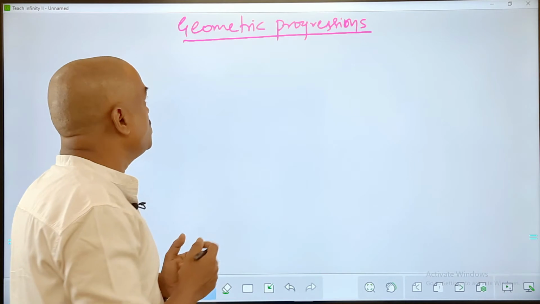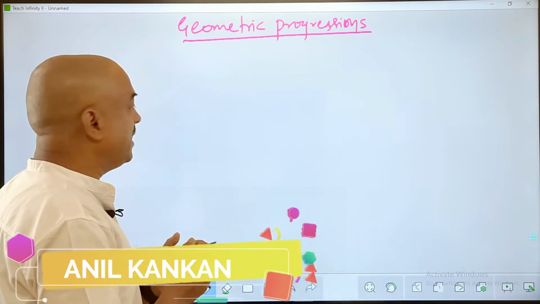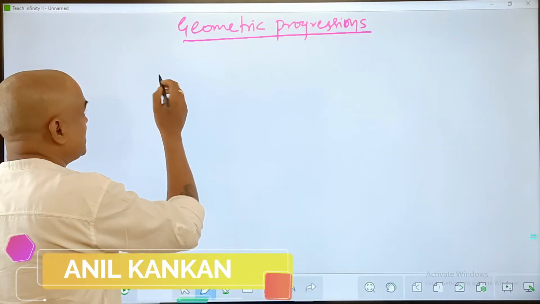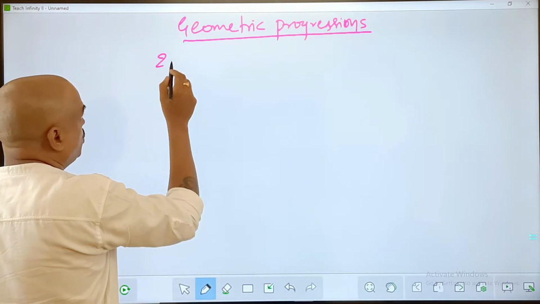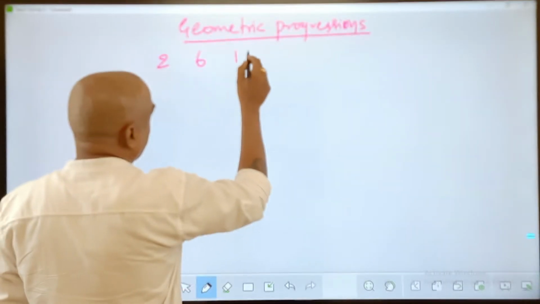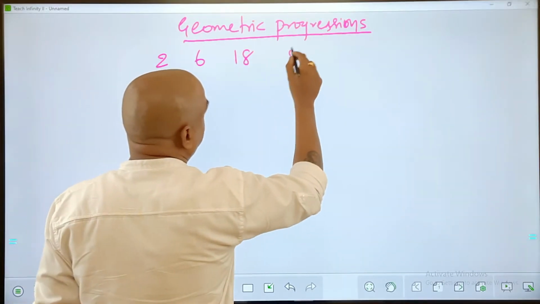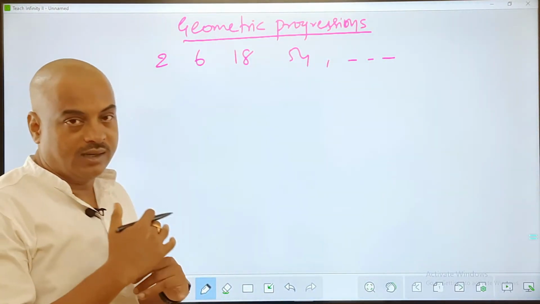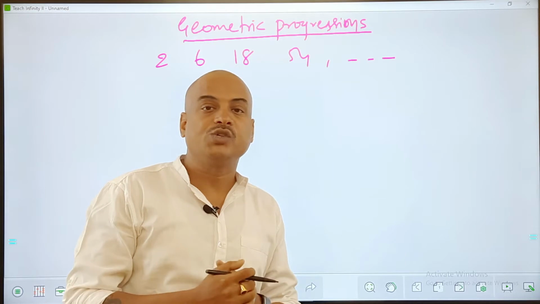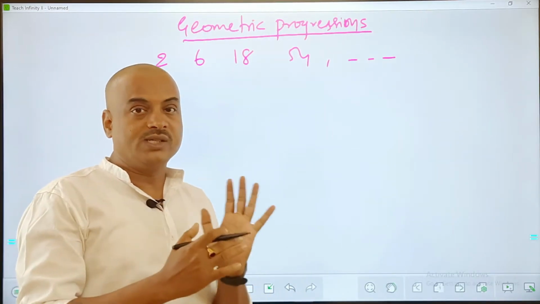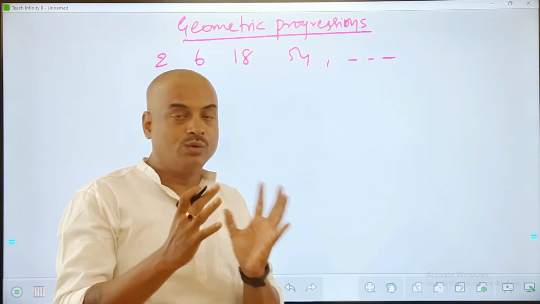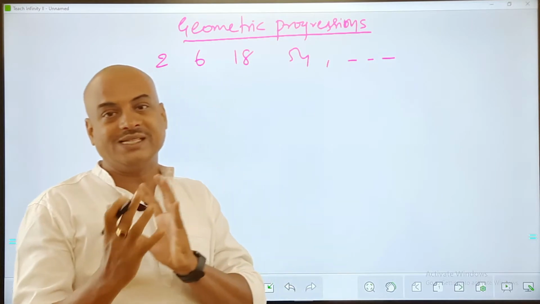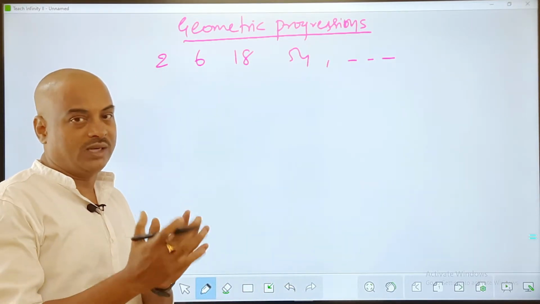So what is geometric progression? If you look at the series, something like 2, 6, 18, 54 and so on. While understanding geometric progression, please try to take a reference of AP also. Try to know the difference between AP series and GP series. What is AP, what is GP?